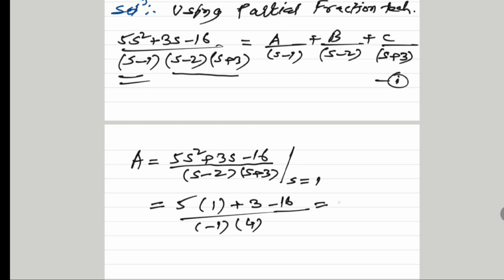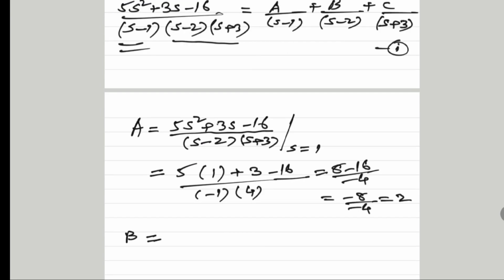And therefore, it is 8 minus 16 divided by minus 4. Minus 8 by minus 4, we get that value as 2. The value of A is 2. Then we find the value of B.